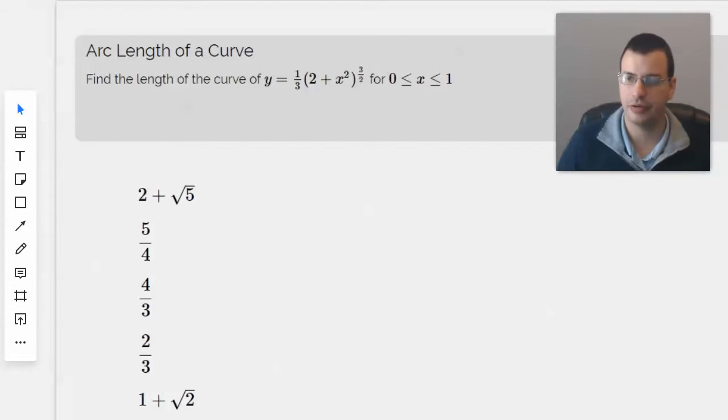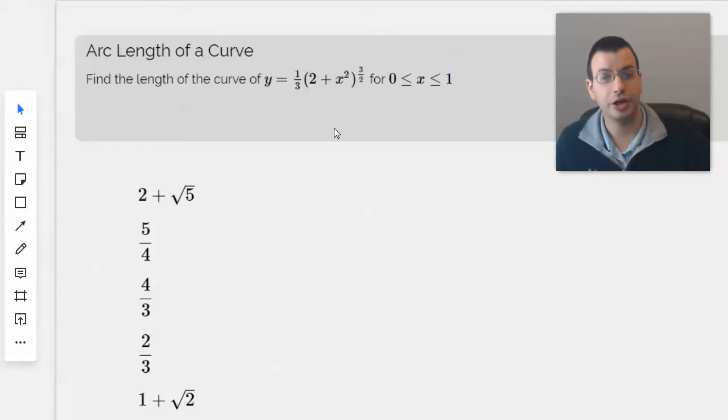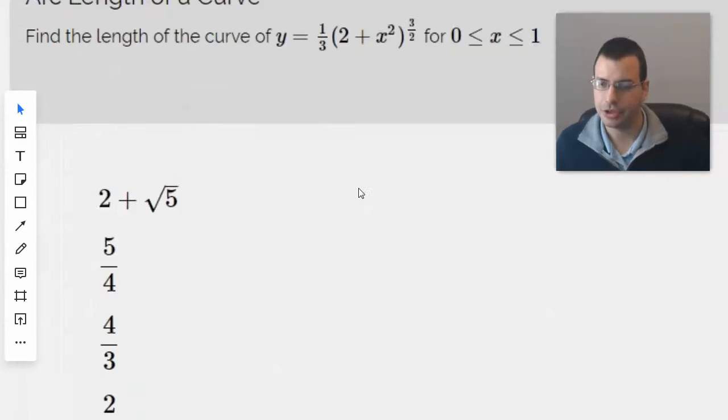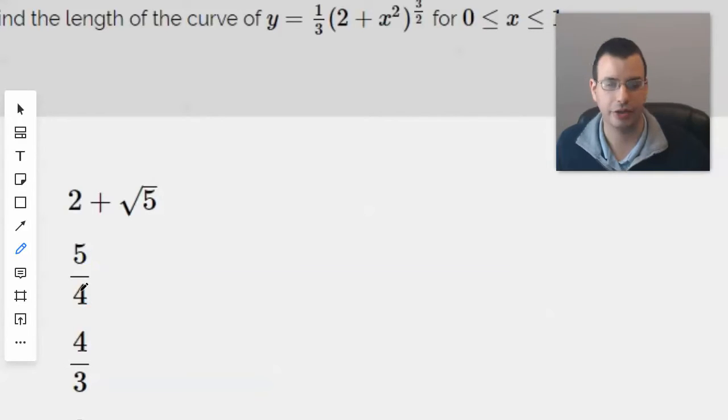Arc length of a curve. Find the length of the curve y equals 1/3 times (2 plus x squared) to the 3/2, for 0 less than x less than 1. Okay, so first thing we should know is the formula for arc length.